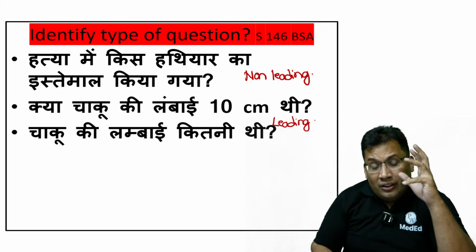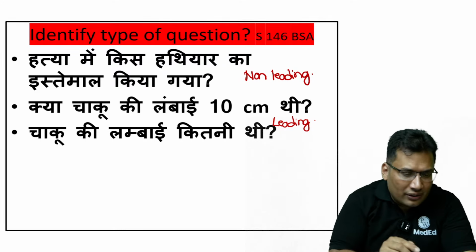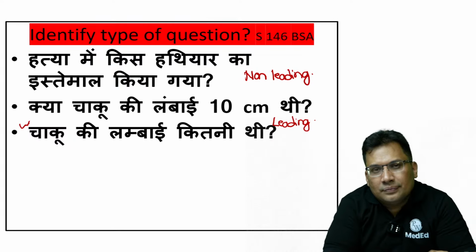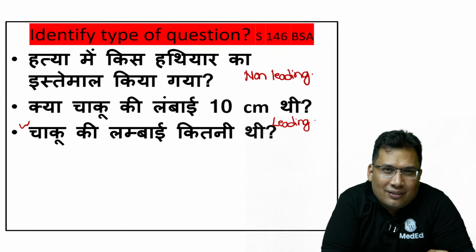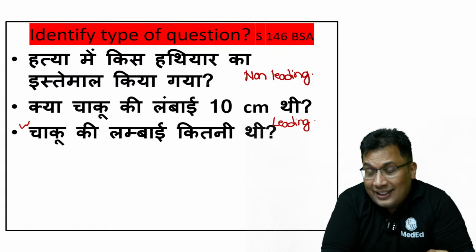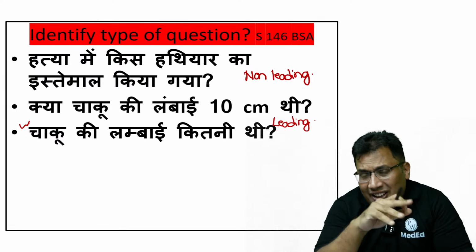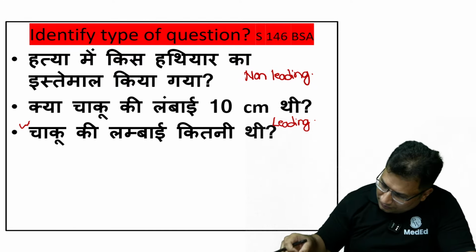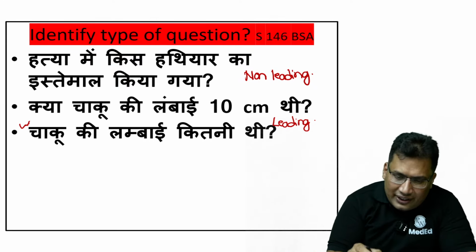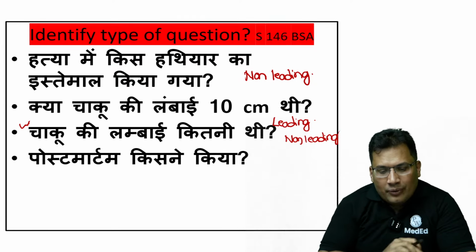Then one more: how long was the knife? Is it a leading question or non-leading? Now answer. Knife means weapon. What was the length of the weapon used? So there is no answer in it. It can be 5 centimeters, 10 centimeters. Normally a weapon is 15 centimeters, depends on the weapon. Is it leading or non-leading? Again, it is non-leading. So try to understand, it is a non-leading question.